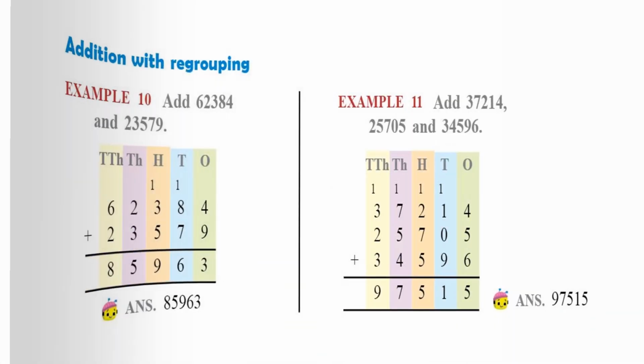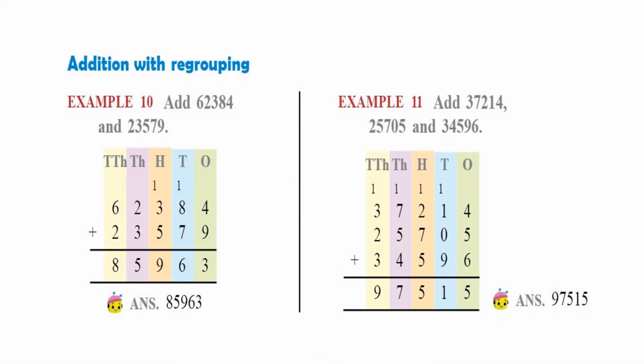Now we will move on to addition with regrouping in big numbers, in the largest numbers with 5 digits, addition with regrouping. That is with carryover. Example 10. Add 62,384 and 23,579. First write the digits, that is ones, tens, hundreds, thousands and 10,000s. That is place values on the top. Then write down the numbers one below the other in its proper digits place.